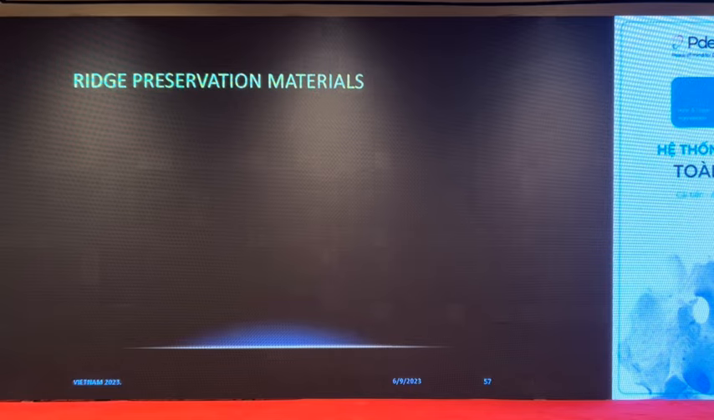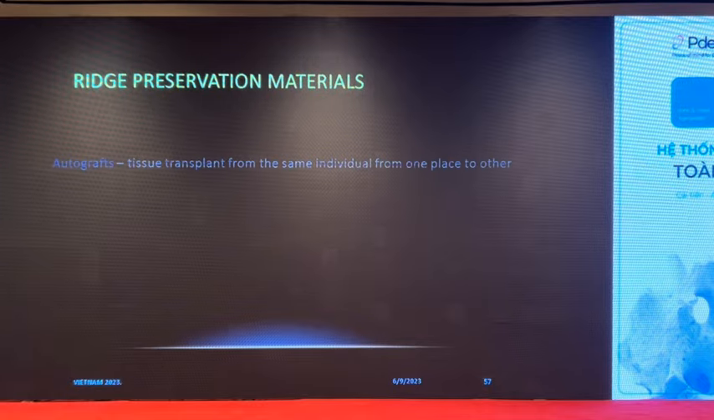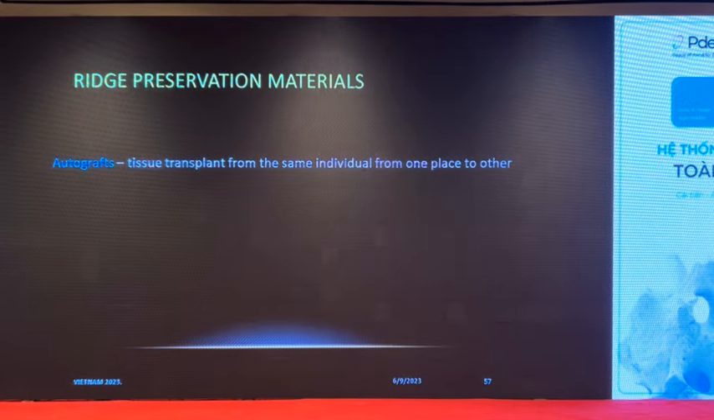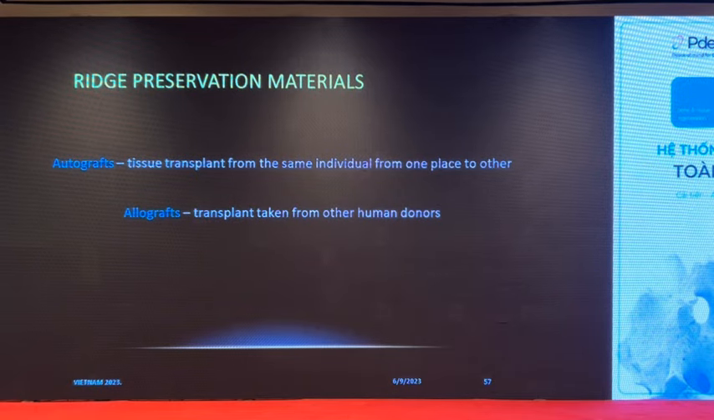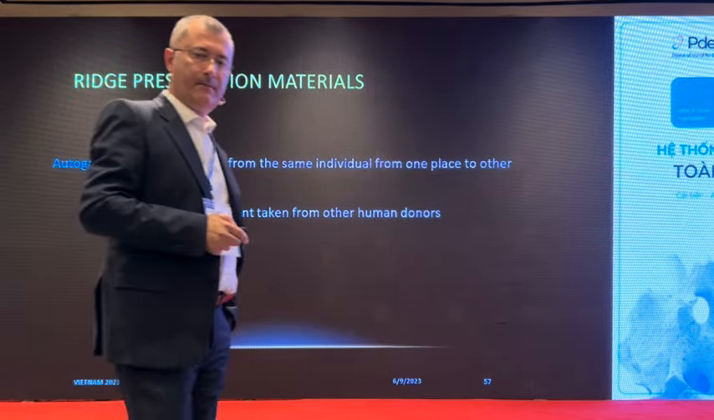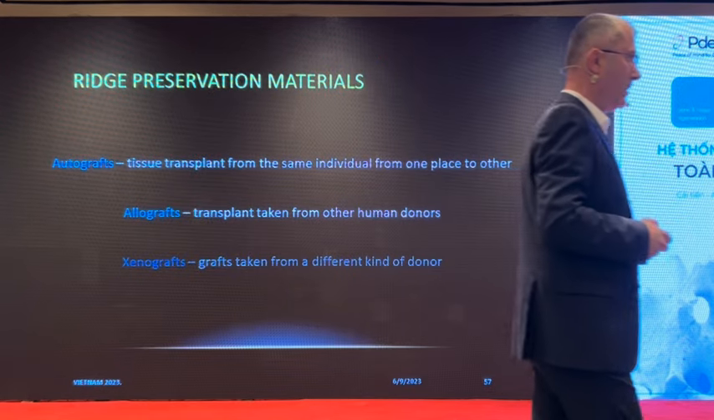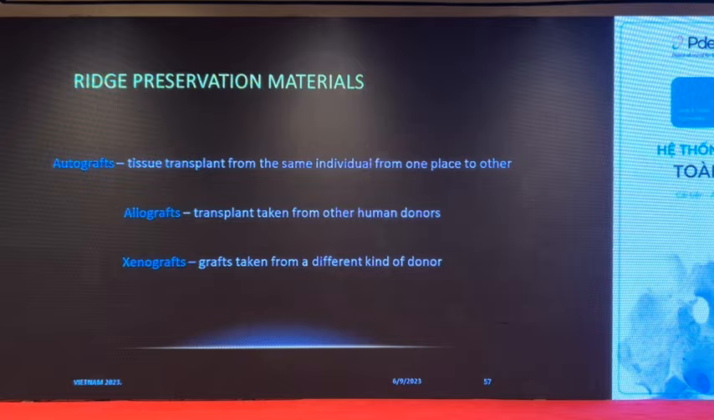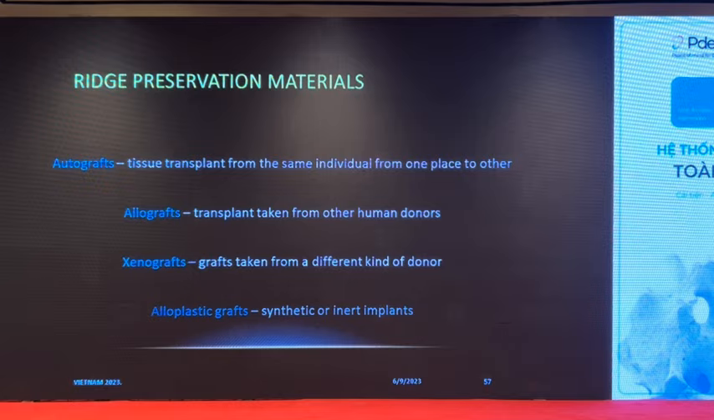What is the major difference between them? Autografts are tissue transported from the same individual from one place to another. Allografts are transplants taken from other human donors. Grafts taken from a different kind of donor are xenografts, and alloplastic grafts are synthetic or inert implants.